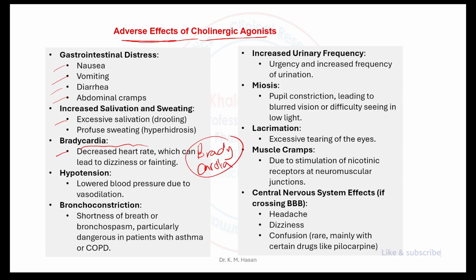Bradycardia, decreased heart rate, hypotension due to vasodilation, and bronchoconstriction. Here the patient may worsen the situation of asthma and COPD, have increased urinary frequency, and go to the bathroom very often. The cholinergic agonist, acetylcholine, may cause miosis and lacrimation, excessive tearing of the eyes, due to the effect of the nicotinic receptor. The result will be contraction of skeletal muscle. In the central nervous system, the medication may cause headache, dizziness, confusion, and so on.